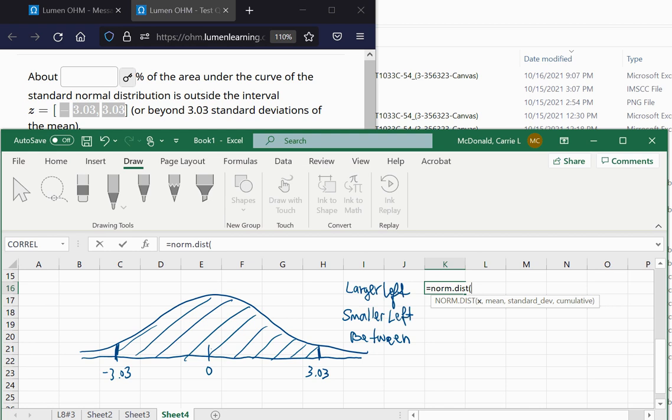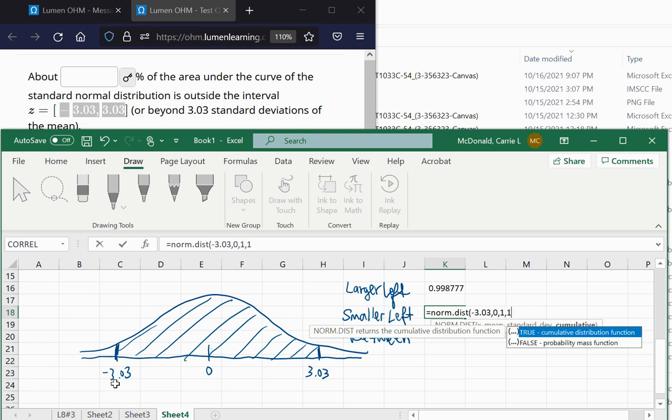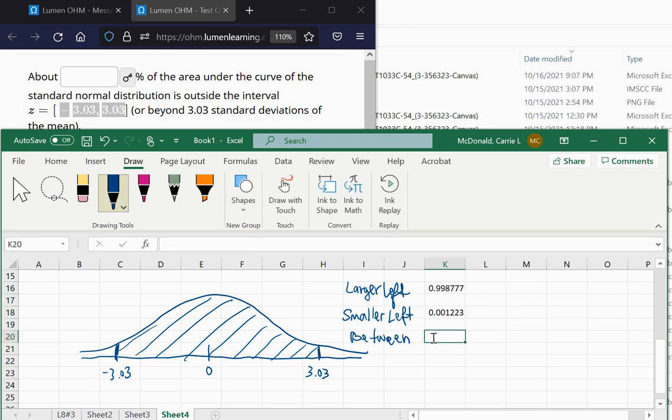All right, so norm.dist, the boundary is 3.03. And the mean is 0 and the standard deviation is 1 because we're talking about z-scores. And we always say true for cumulative. Remember, the answer that you are given using this command is always the left area. Now we're going to do it for the smaller side, this little tiny white tail over here on the left, because we need to cut this off of the larger region. So we're still doing norm.dist, but we're putting negative 3.03, the mean of 0, standard deviation of 1, and again, true for cumulative. And subtract them. Larger minus the small tail. And there's your answer.